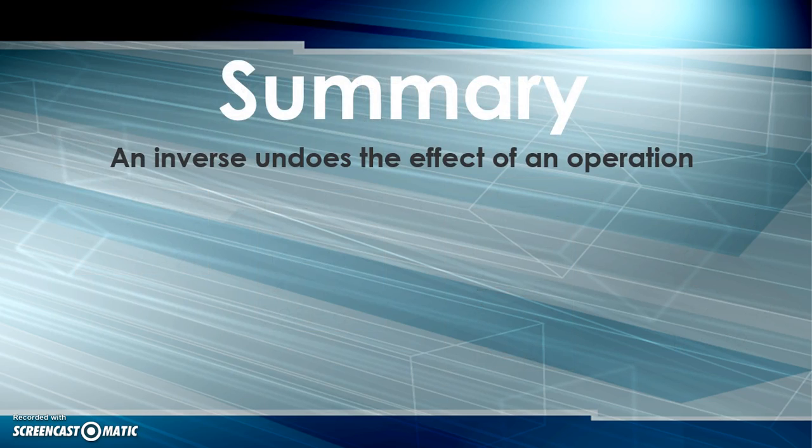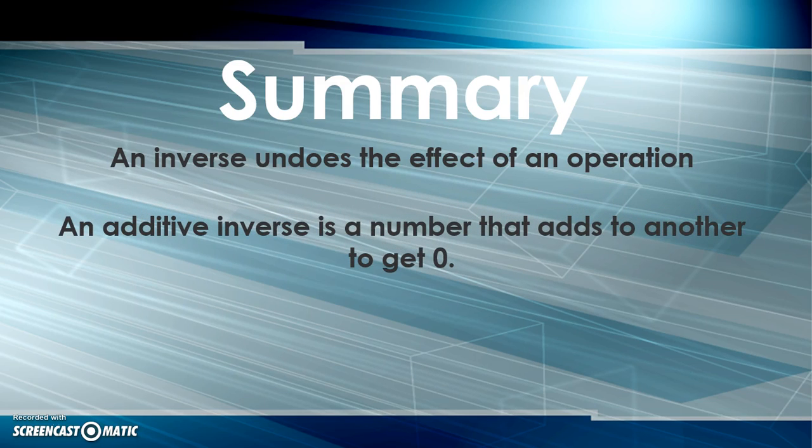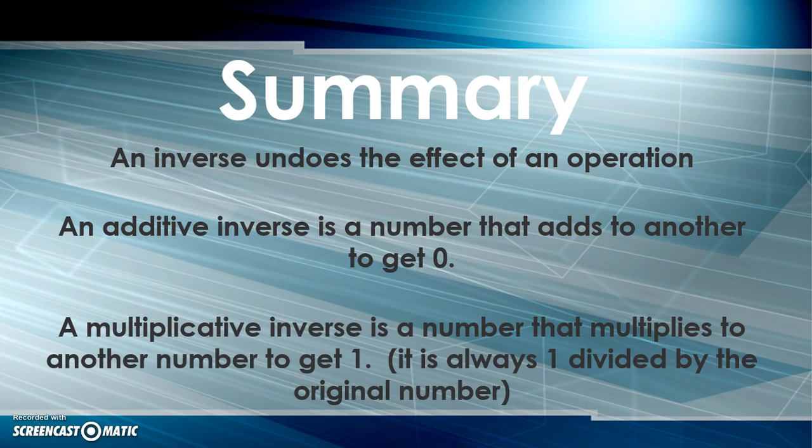So to summarize, an inverse undoes the effect of an operation. An additive inverse is a number that adds to another number to get 0. A multiplicative inverse is a number that multiplies to another number to get 1. It is always 1 divided by the original number.